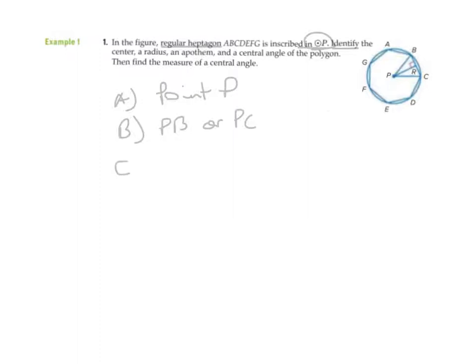The next one is the apothem, and remember what I said about the apothem. It's the line that bisects the angle and also bisects the opposite side, so that's going to be PR, and in the diagram there's only one of them. The central angle is the big one, so you've got angle BPC. And then finally, find the measure of the central angle. Well, the way you're going to do that is just do 360 divided by 7 and round it to one decimal place. So that's going to give you 51.4 degrees.